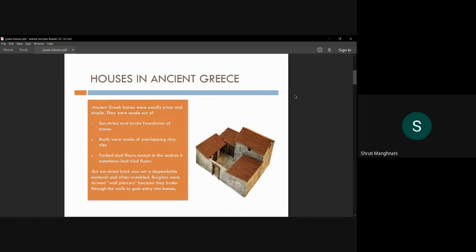Ma'am, could you repeat what andron is? We'll discuss it later, even in the slide. It is a place where they used to have male guests. Females were not allowed. The males used to hang around, and it was like a room for the males.